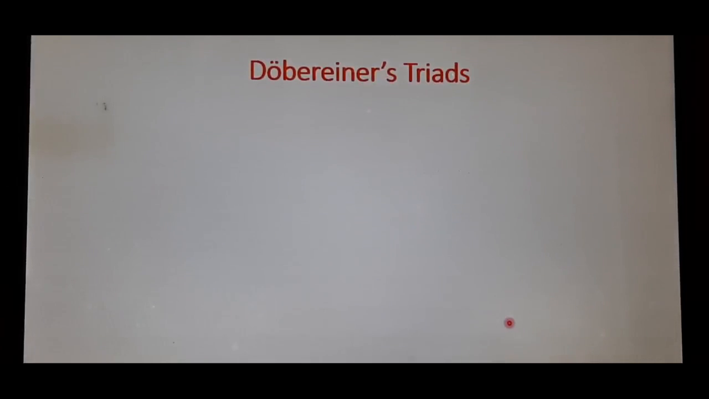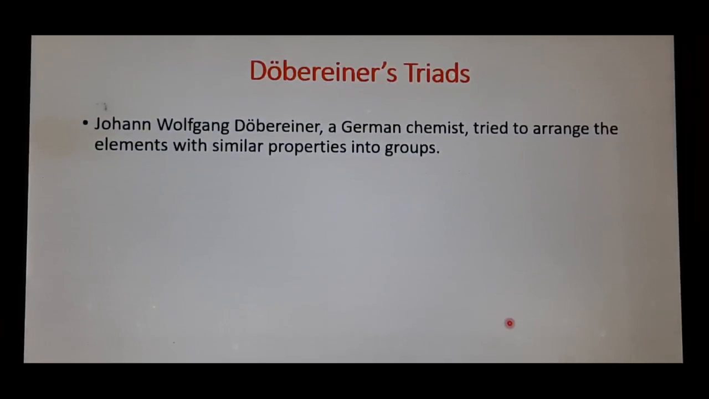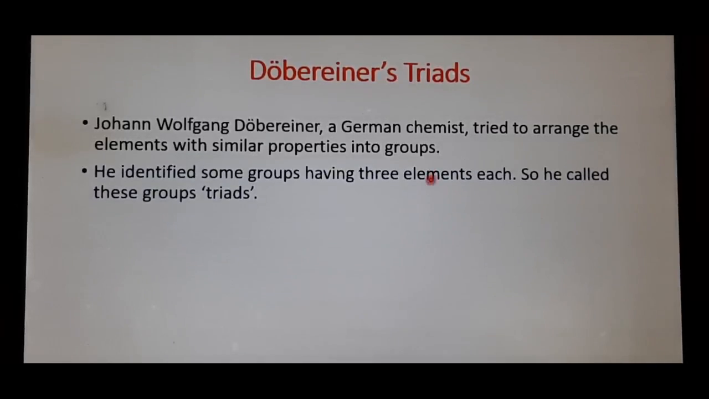The first such arrangement was that of Dobereiner's Triads. What is that? John Wolfgang Dobereiner, a German chemist, tried to arrange elements with similar properties into groups. He took some elements whose properties were similar. He identified some groups having 3 elements, and he called these groups triads. Triad means 3 elements were there in each group, so he named those groups triads.